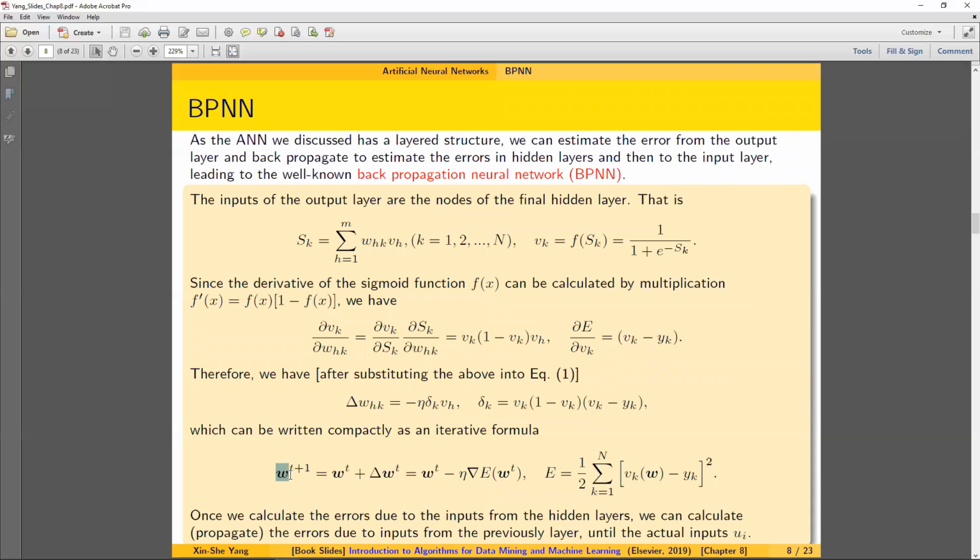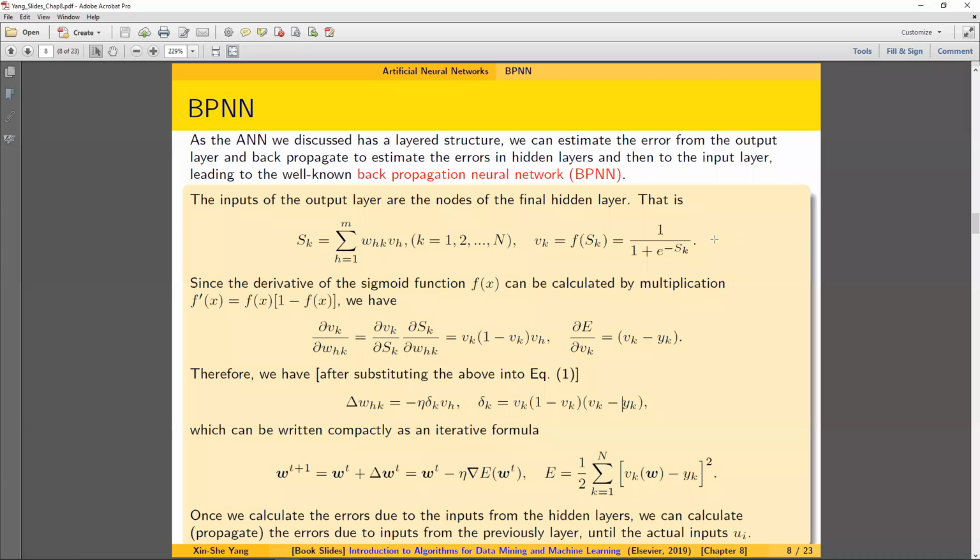So the error from the output layer can be backpropagated to be leveraged for our weight update. Once we calculate the errors due to the input from the hidden layers, we can calculate the errors due to the input from the previous layer. In this case, the previous layer would really be the output, right? Instead of going this way, we're looking at this way. So let me give you a direction.